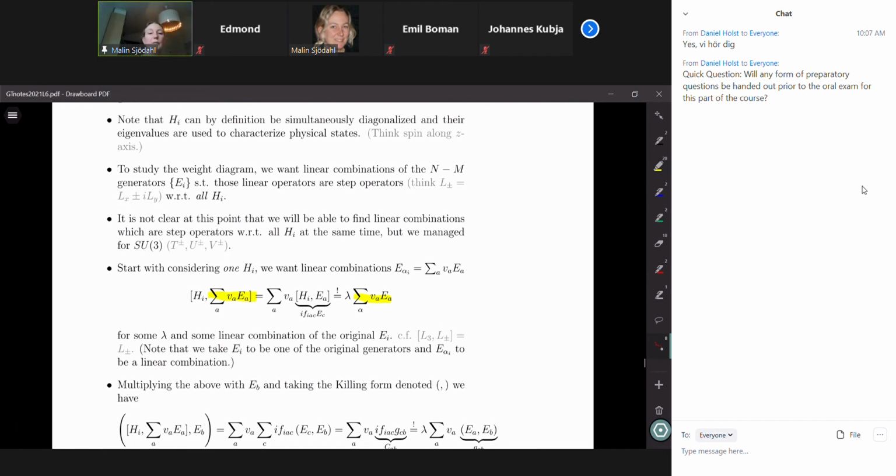So this relation here is to be compared to L3, so the Cartan element commuted with L plus and L minus should be, in that case it was L plus and minus, and here we have some constant that we allow for.